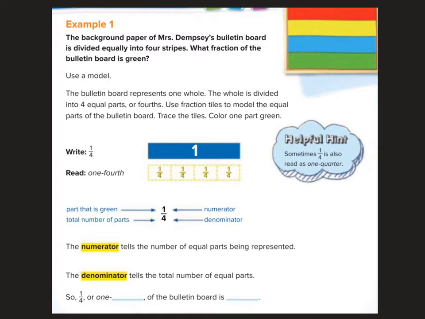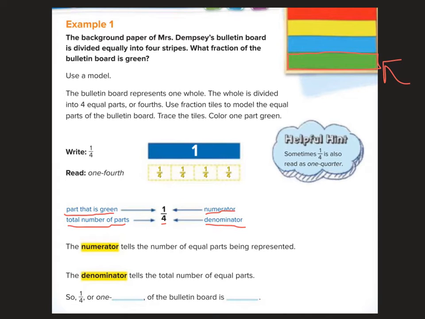All right, so here, example 1, we have the background paper of Mrs. Dempsey's bulletin board is divided into 4 equal stripes. Notice that picture here, 4 equal stripes. What fraction of the bulletin board is green? Okay, so when we're talking here, we have 1 stripe out of 4 total stripes. So we know that our numerator, the top number, is going to be 1, and the denominator is going to be 4. So the numerator is the part that is green, and the denominator is the total number of parts.